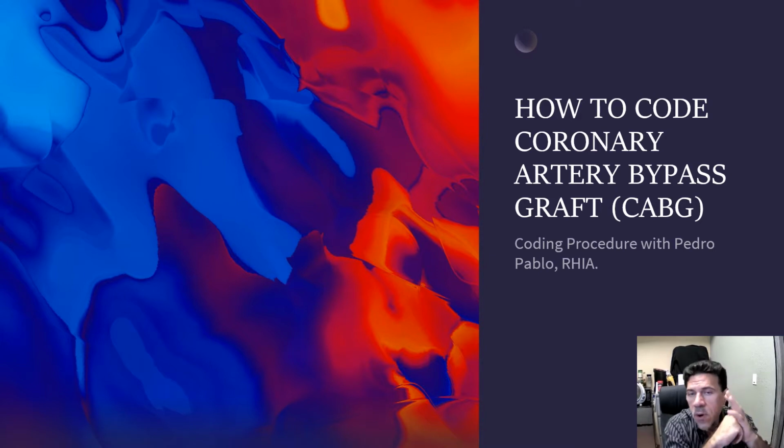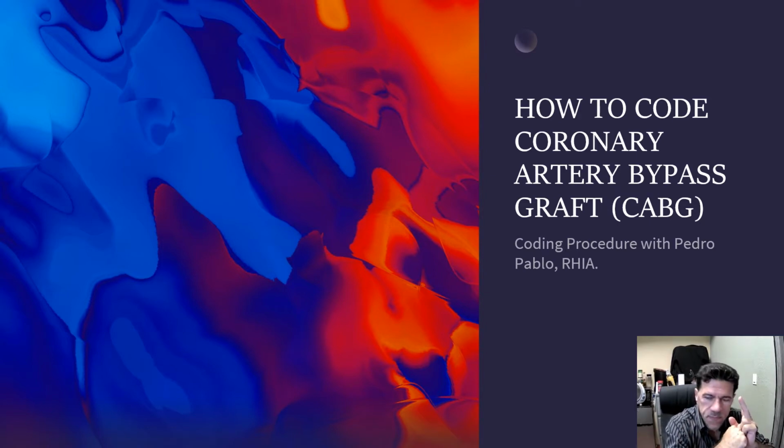Okay, there are 4 points that are very important when you code CABGs. Number 1, approach. Approach is open. They do a sternotomy and open the chest of the patient to get to the heart. It's an open approach. You can see the heart.